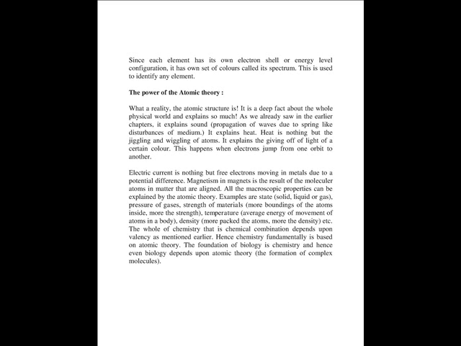The whole of chemistry, that is chemical combination, depends upon valency as mentioned earlier. The number of outermost electrons determines what chemical reactions would take place. Hence, chemistry fundamentally is based on atomic theory. All the changes taking place in the whole universe are because of the number of electrons in the last orbit. They are called the valence electrons. The foundation of biology is chemistry. And hence, even biology depends upon atomic structure, the formation of complex molecules.